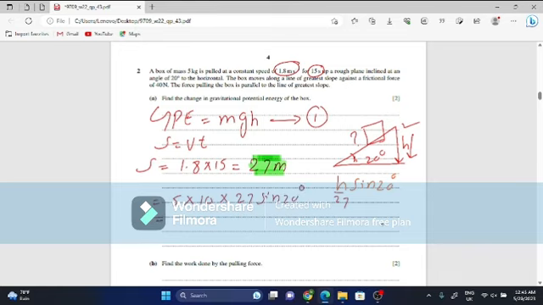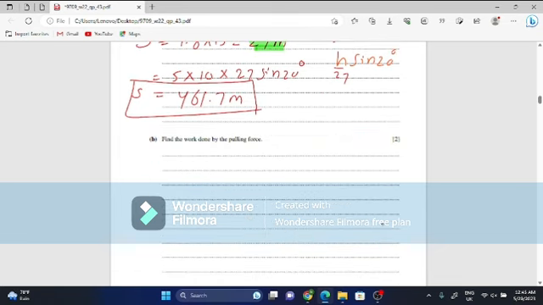Just hold on your calculator and do the simplification. Then your S would be coming as 461.7, because this is height and height is again in meters. So that answer would also be in meters. For the next one, you have to find the work. Look at the formula for work done.